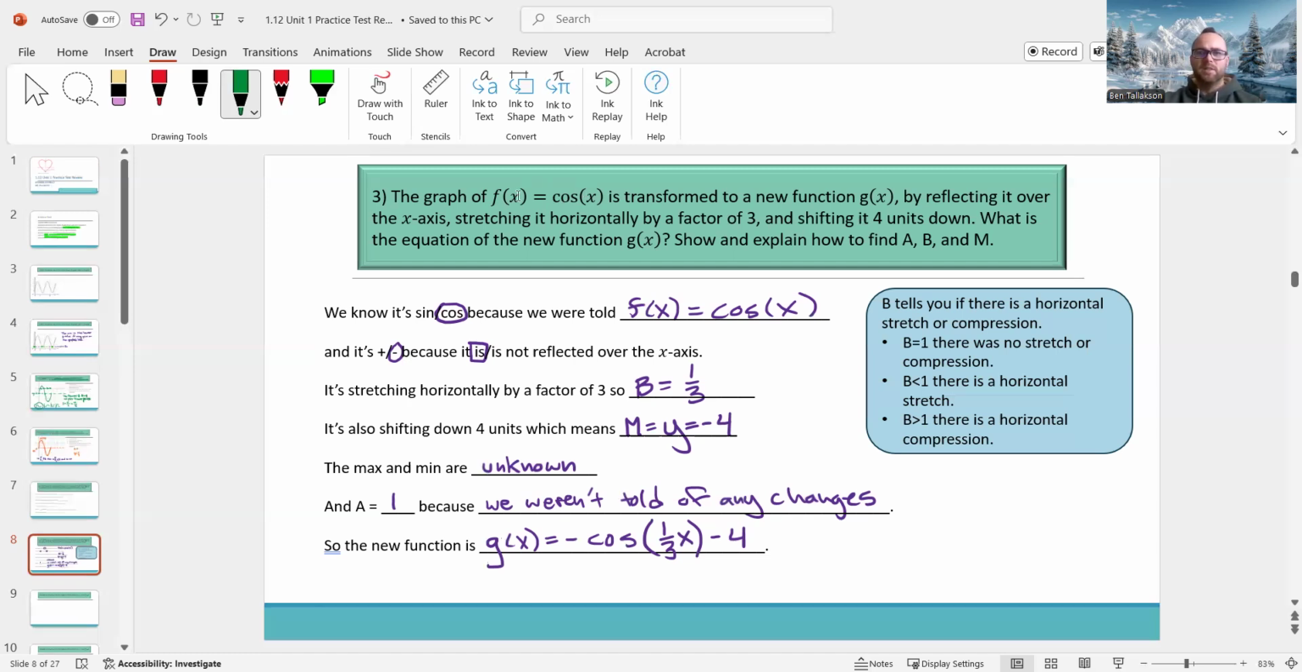But if B is less than 1, there's a horizontal stretch. So the smaller B is, the further it's stretched out horizontally. It's kind of the opposite of what you would think. And the larger B is, there is a horizontal compression. So if B is greater than 1, there's a compression. Okay?